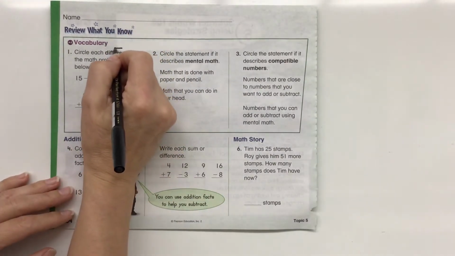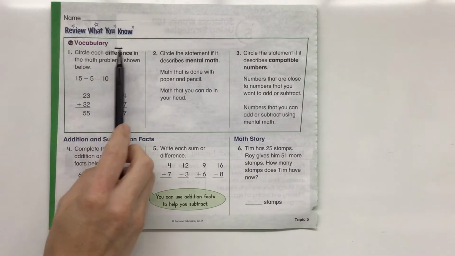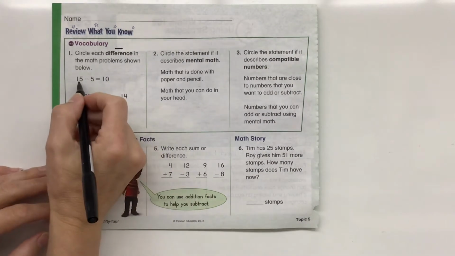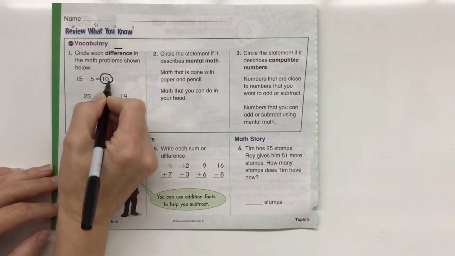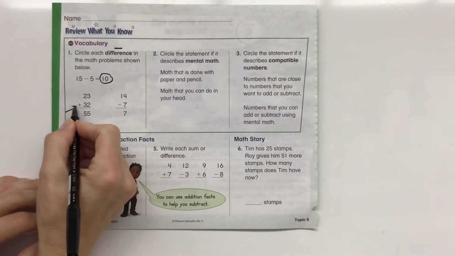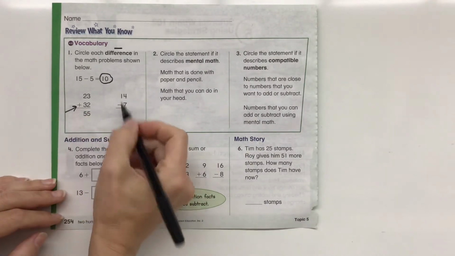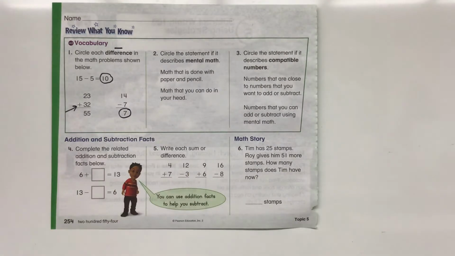Circle each difference. Remember, a difference is what we get when we subtract. A sum is what we get when we add. Circle each difference in the math problems shown below. Okay, 15 minus 5 is 10. That is the answer we get after we subtract. This is addition, so we won't even get anything out of that. That's a sum, not a difference. And the answer when we subtract here is also a difference.